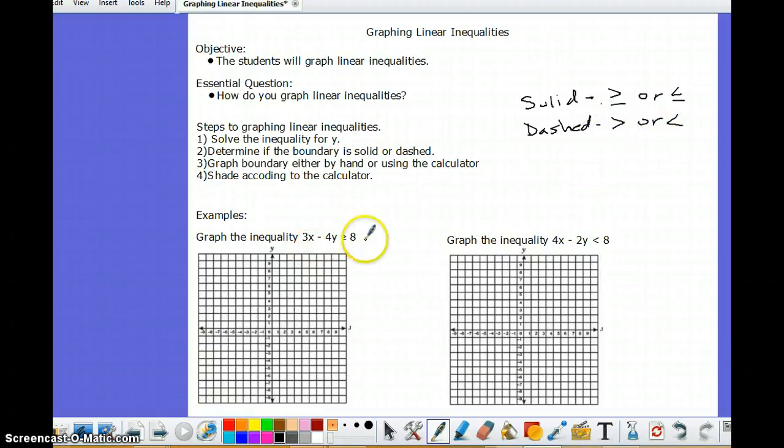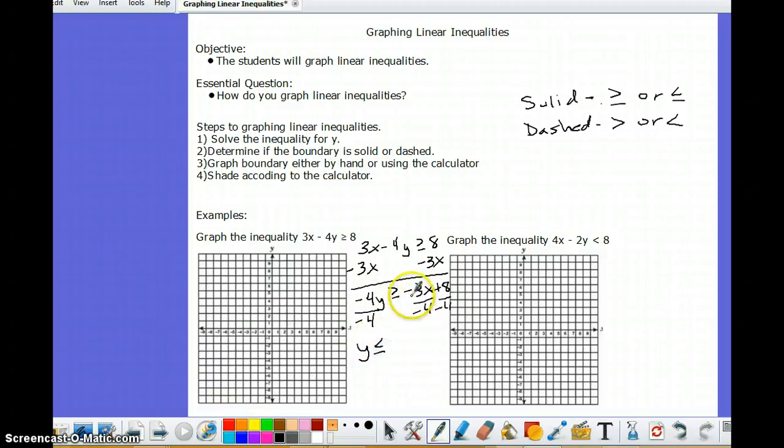Alright, so let's look right here. We have 3x minus 4y is greater than or equal to 8. So we want to solve this for y first. So that's where we subtract 3x from both sides. When we do, we have negative 4y is greater than or equal to negative 3x plus 8. Then we divide by negative 4. So that's y. Now remember, we divided by a negative number, so this symbol needs to flip. Negative over negative is a positive. 8 divided by negative 4 is negative 2.